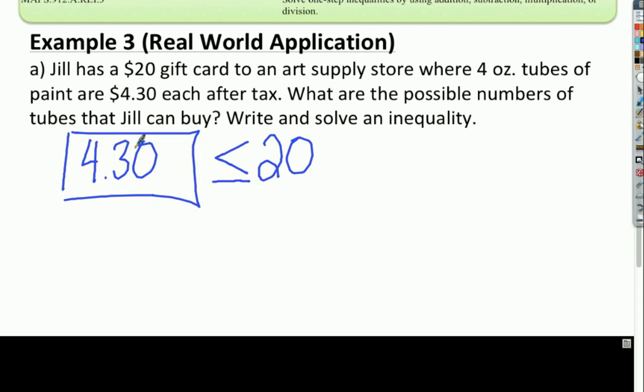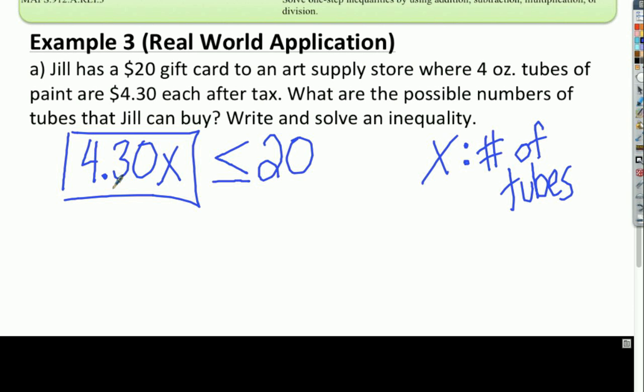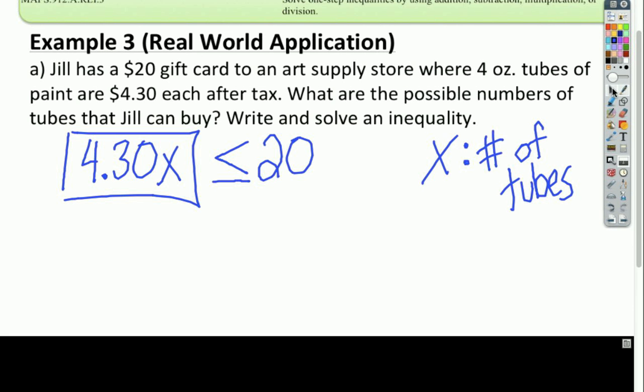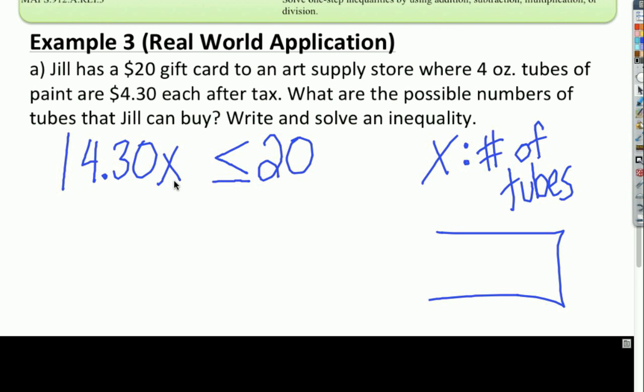Very good. So we have to have a variable, and it can be anything that you want, it could be x, it could be n. X is going to be the number of tubes that she buys. Since each tube costs $4.30, we multiply that by the number that she buys, and that tells us how much it costs altogether. Whatever she buys, it has to be less than or equal to $20. Does anyone have any questions about how we set this up?